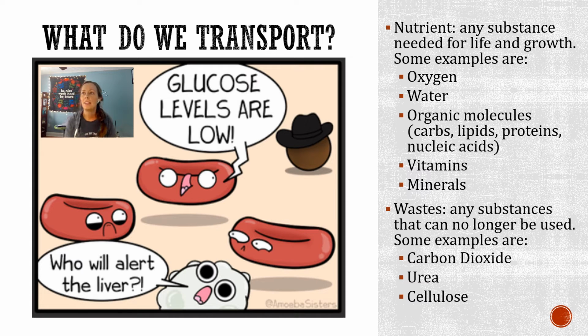And my comic here says glucose levels are low, and then the glucose says, who will alert the liver, right? And that little brown guy is actually a hormone, and he's going to go alert the liver. But this is an example of how your body uses your blood as a main communication method, a main transport method to bring things around and know everything's working, okay?